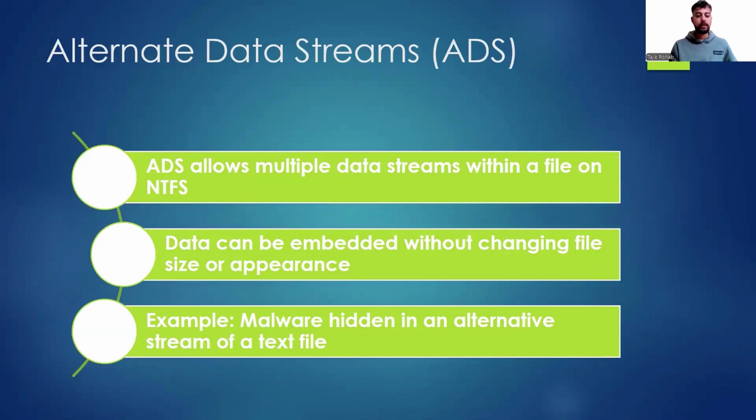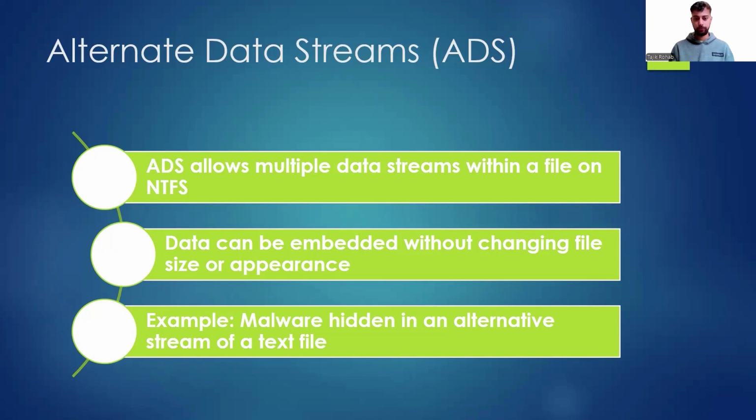The next method is alternate data streams. Alternate data streams is the same concept of data hiding, but it is a bit different as it uses multiple data streams within a single file on NTFS. Now, what is NTFS? It means New Technology File System. It is a file system used by Windows. Data can be embedded into a single file without changing anything in the file. By changing anything, I mean the size or appearance, or any modification that may imply. But all the data is hidden within the actual file.